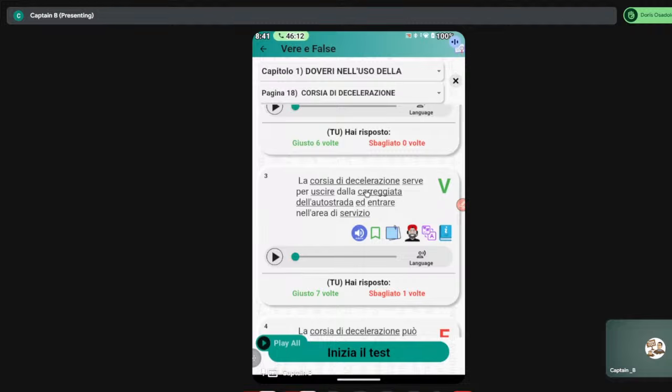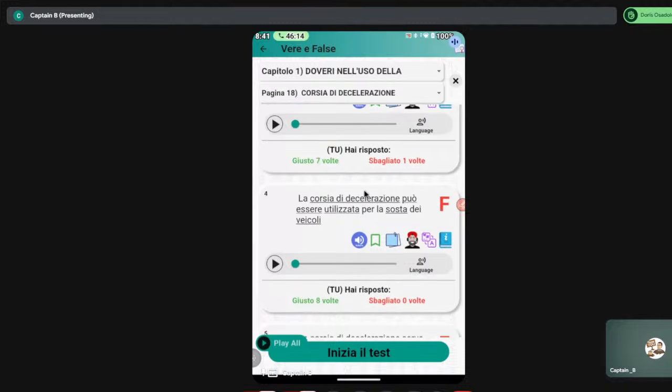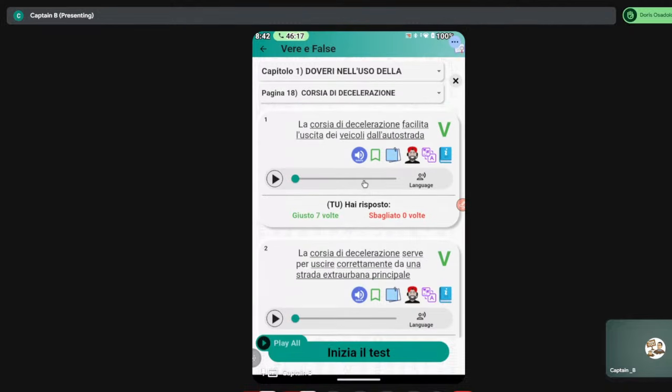That is the function of deceleration. Go ahead, if you have any question. There is.